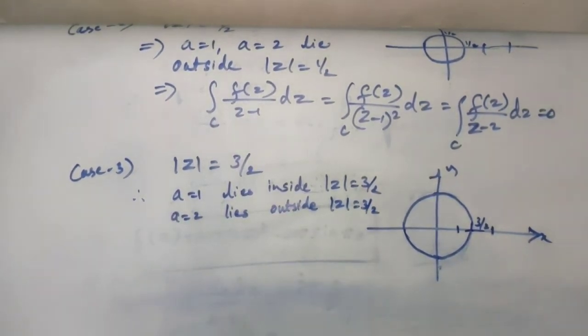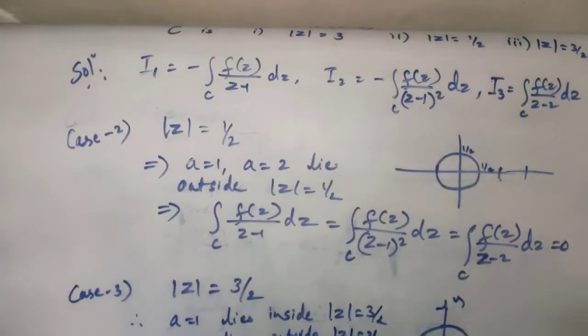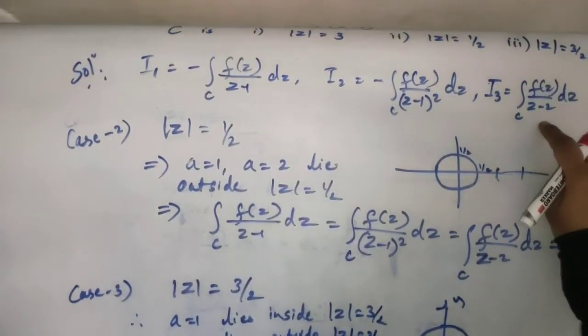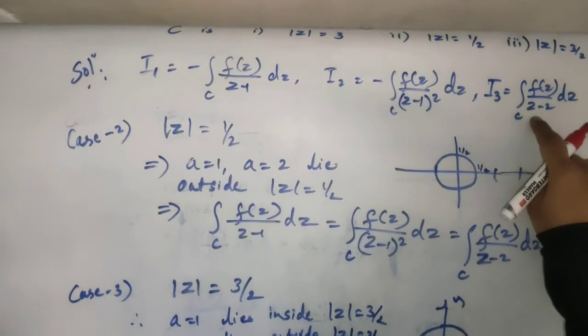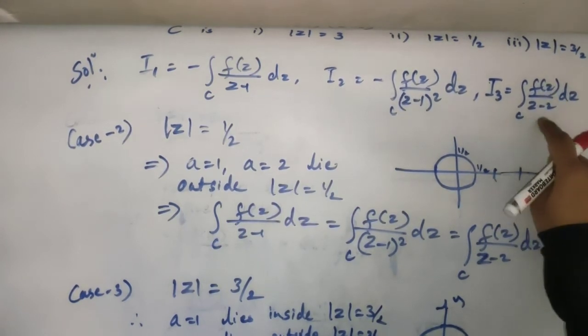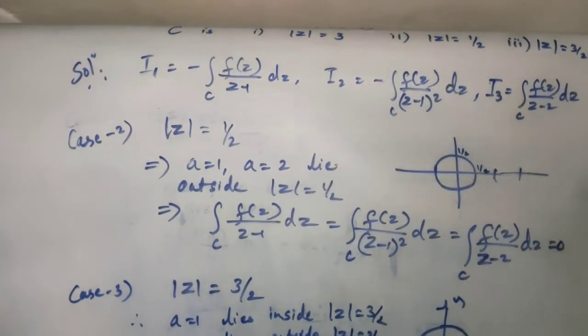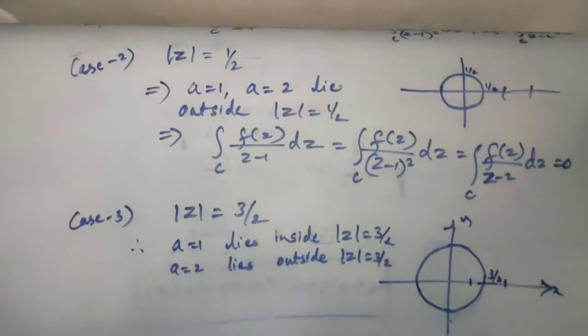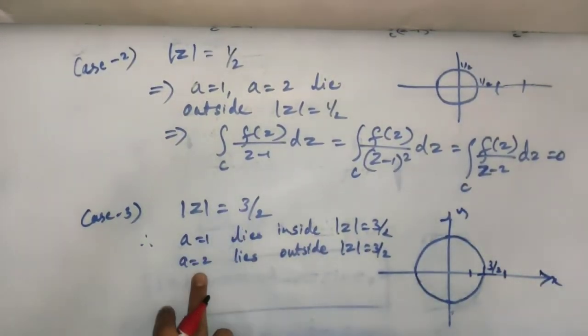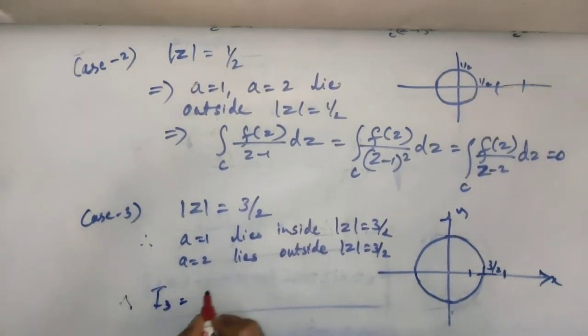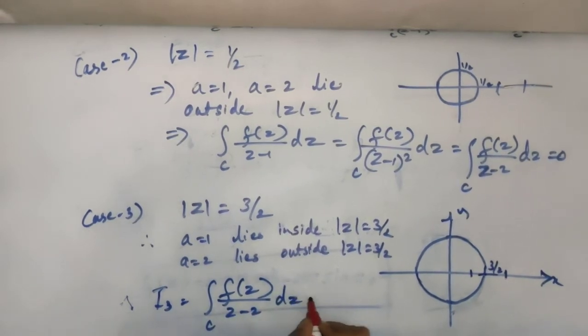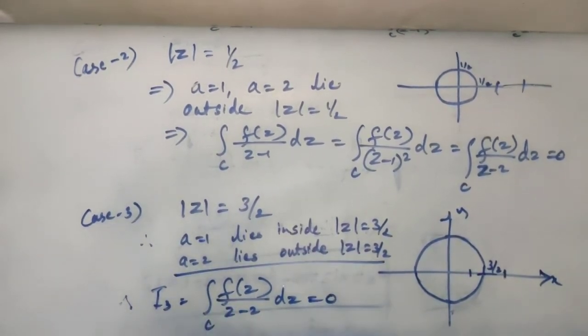So where does the point a is equal to 2 belong? It belongs to I3. Look at the denominator for I3. In I3 you have the integral over the curve C, f of z divided by z minus 2 dz. Is it not? So we can directly take the I3 integral to be 0, because the point a is equal to 2 lies outside the circle. Therefore I3 is equal to the integral over the curve C, f of z divided by z minus 2 dz, which is 0.